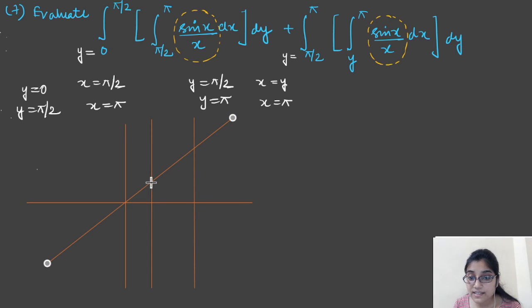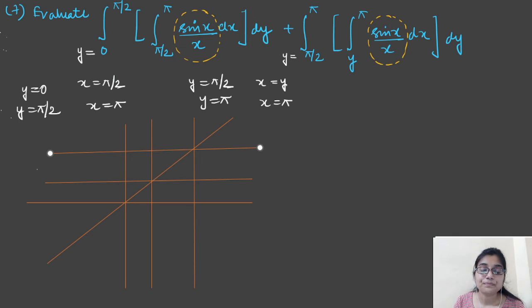So obviously x is equals to pi by 2 line intersects y is equals to x at y is equals to pi by 2 only. So this is going to be our y is equals to pi by 2. Then we will draw one more line which is y is equals to pi. Then we will get our answer. Okay, this is our y is equals to pi.